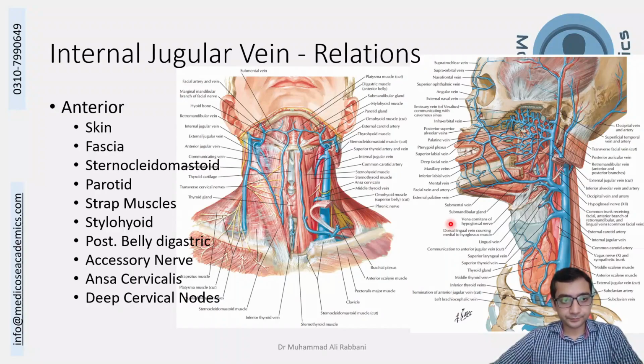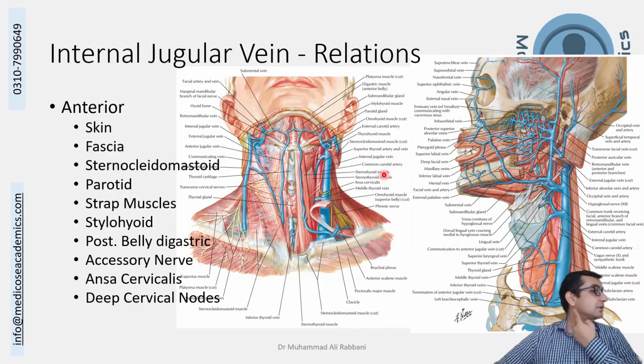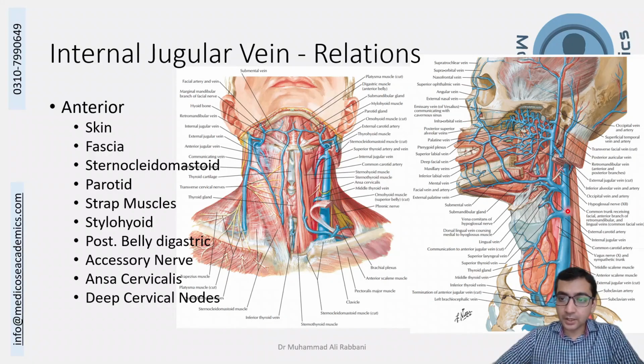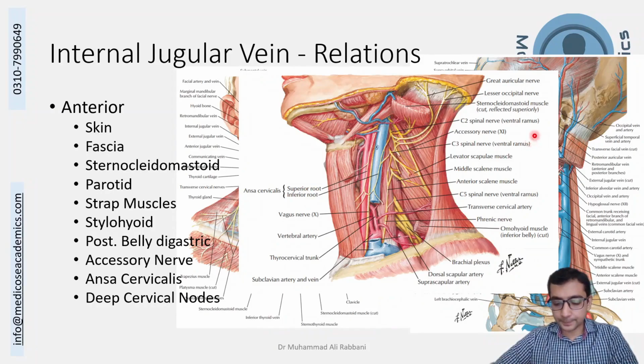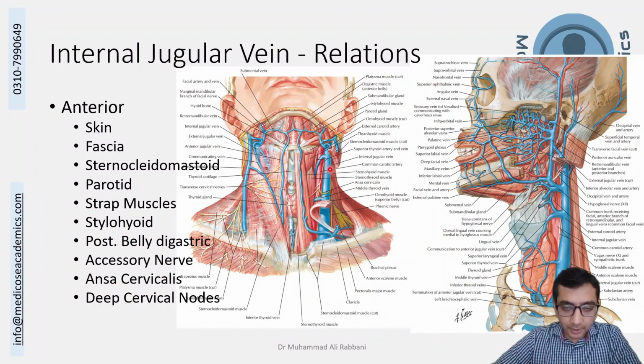Internal jugular vein, anteriorly, it is related to all the structures that lead to the skin. So if we move from front to back, there is skin, superficial fascia containing platysma, then there is this muscle, sternocleidomastoid, and if we move from upwards, here the internal jugular vein is behind this set of areas.